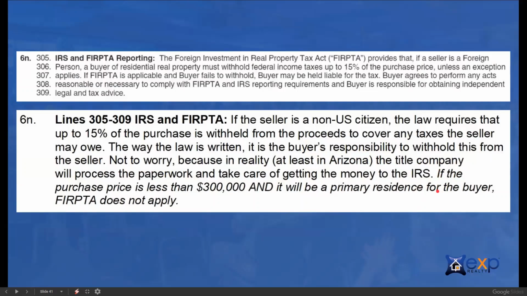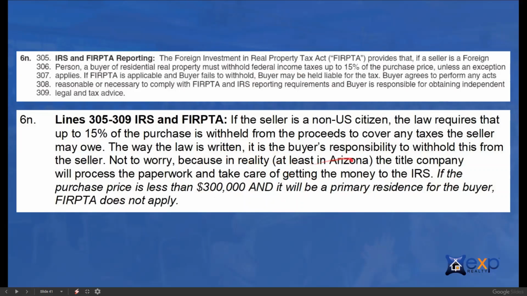And the italics here are just for information. That's where I'm telling you guys rather than the buyer that if the purchase price is less than $300,000 and it will be a primary residence for the buyer, the FIRPTA regulations don't apply. Nothing needs to be done pertaining to FIRPTA, and the buyer has no obligation or responsibility there, as long as it's under $300,000 and it's going to be the new buyer's primary residence. Any questions or comments on that? Wes, do you have anything there? No, that sounds good. I appreciate it.